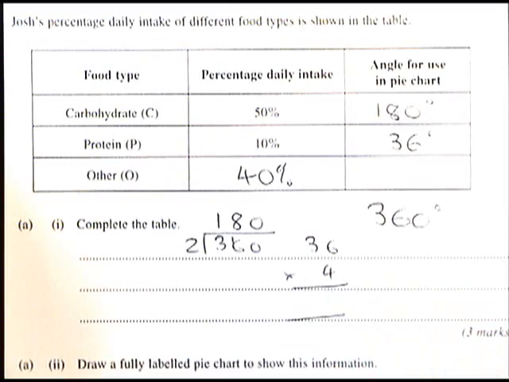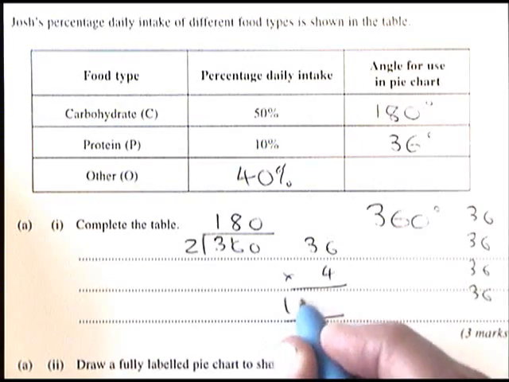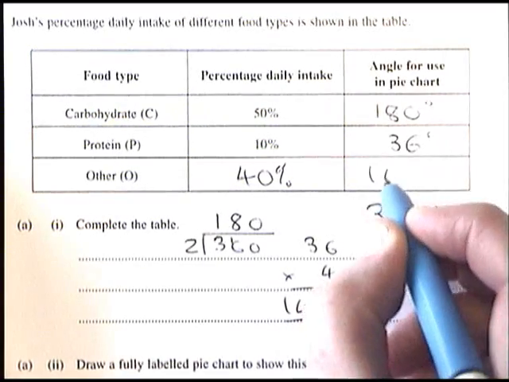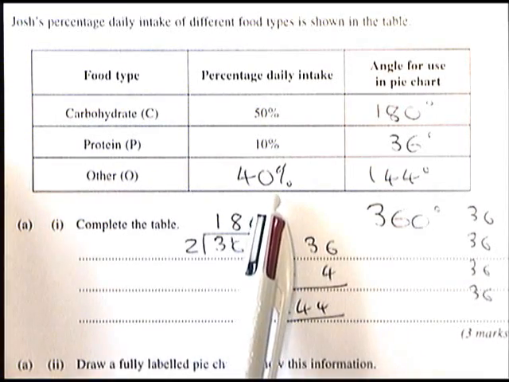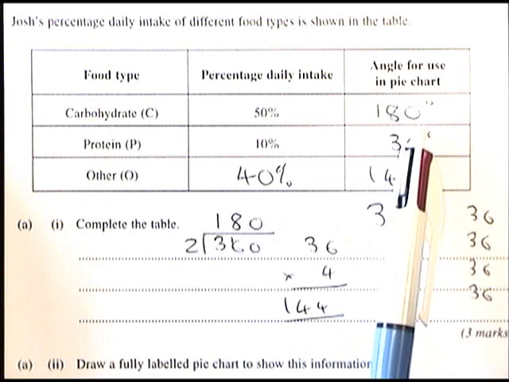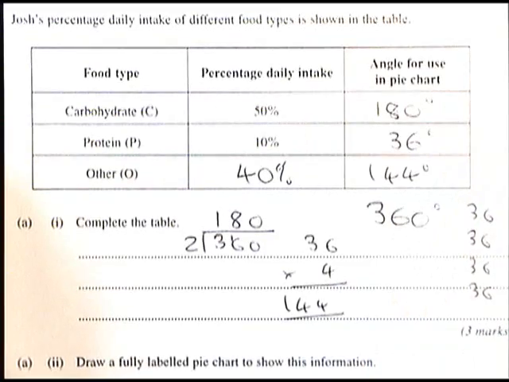Again, if you can't do it in your head, either do it as times, or you could do it as an adding up. Doesn't matter which way you do it. But if you add them up or do the times, you'll get 144. And that is the missing angle that needs to go in there. Now in this question, there's 1 mark for the 40%, 1 mark for the 180 degrees, and another mark if both of those were correct.